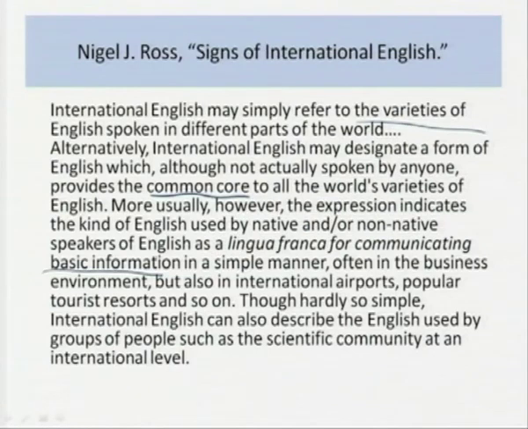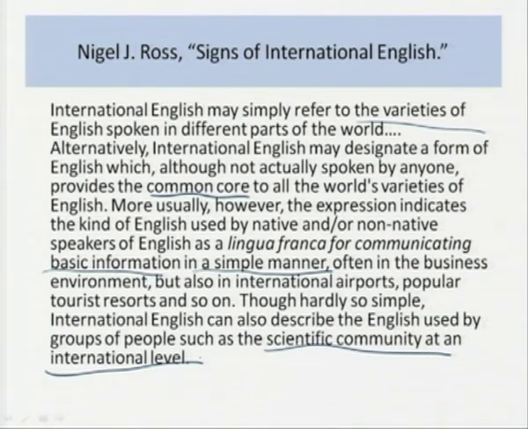But he says that this common core, going by the more traditionalist mode of looking at international English, is to do what? Is to give basic information in a simple manner. So, a lingua franca for communicating basic information in a simple manner, often in the business environment, but also in international airports, popular tourist resorts and so on, though hardly so simple. And he agrees that this is not so simple as it may look. However, international English can also describe the English used by groups of people, again such as the scientific community at an international level.